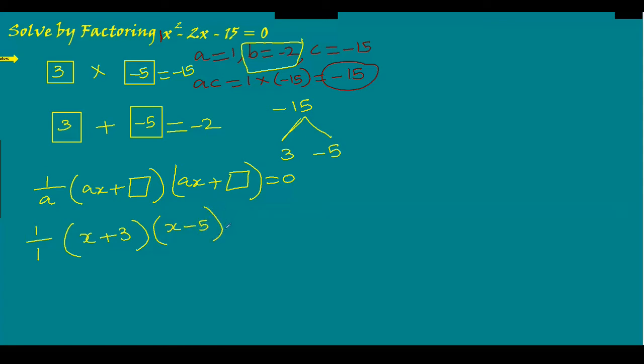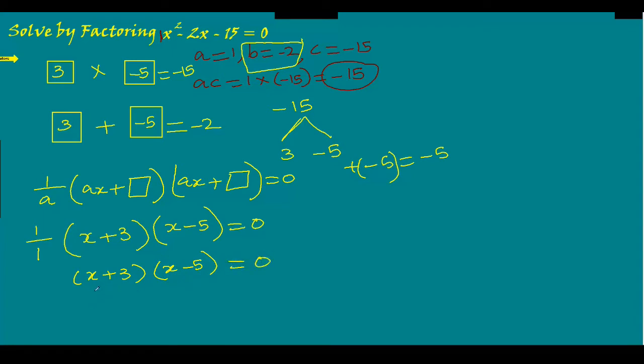I am directly writing it as -5, because plus -5 is going to give you minus 5. So that is the reason I am writing it directly, equal to 0. Now, easy, we don't have any coefficients at all. 1 divided by 1 is 1, so I am neglecting that. The two factors are x plus 3 and x minus 5.